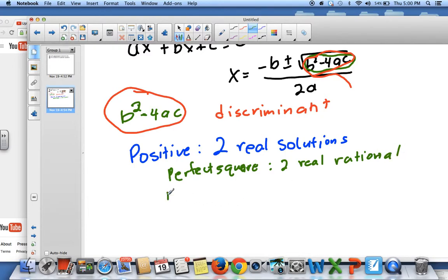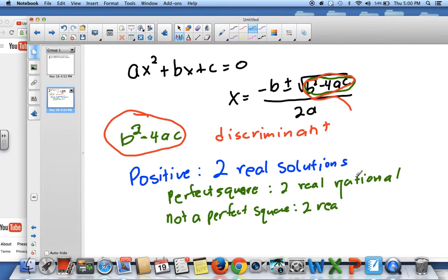If it's not a perfect square, then basically what happens is we're going to be left with a square root. If the number's like 10, the square root of 10 has no exact value, so you're going to have an irrational number. It's still going to be real, but it's going to be irrational. So that's what we have.